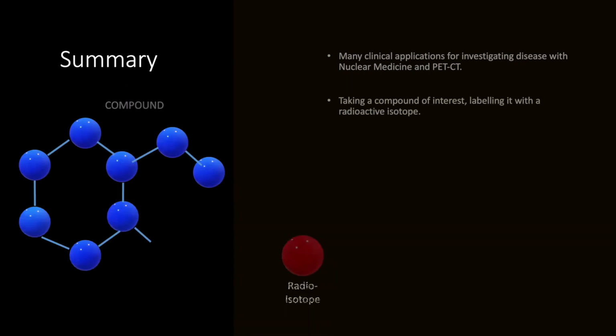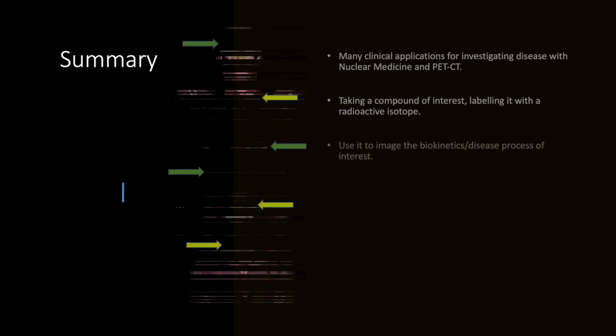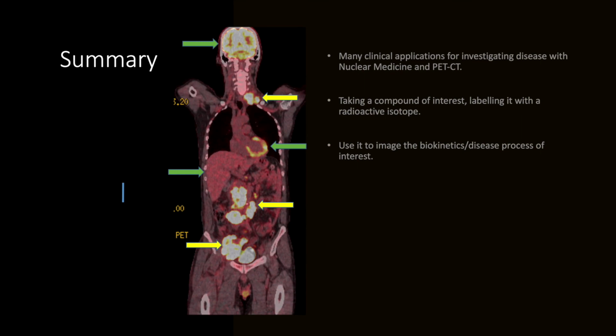We are essentially taking a compound of interest, labeling it with a radioactive isotope, and we are introducing it into the body so that we can image a sort of biokinetic process or pathological process of interest. And so this example here is imaging the biokinetics and disease process of interest in the case of lymphoma with an FDG PET-CT.